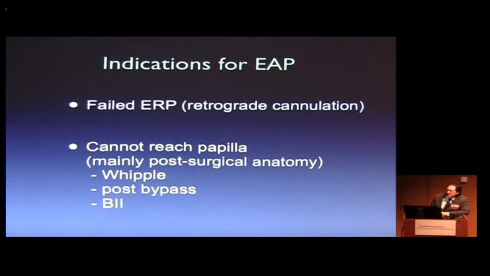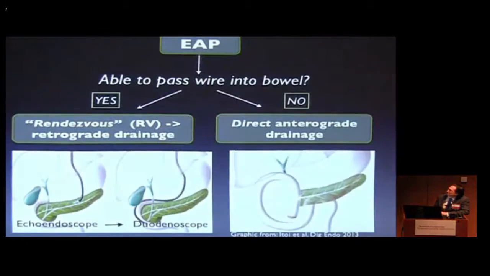The indications for EAP are either a failed ERP, that is to say you tried to cannulate retrogradely and it failed, or in situations where you simply cannot reach the papilla, and obviously that's mostly in the context of post-surgical anatomy, patients with a Whipple or a post-bypass procedure, or B2.